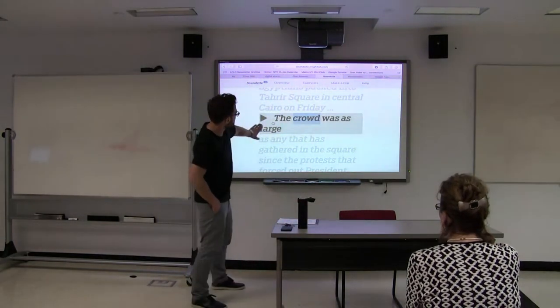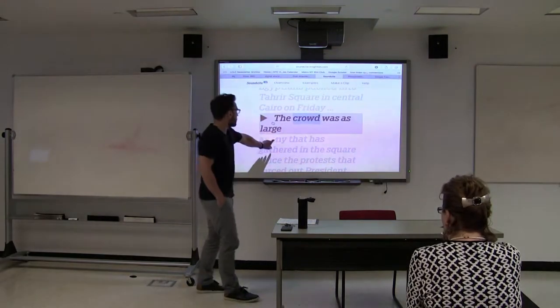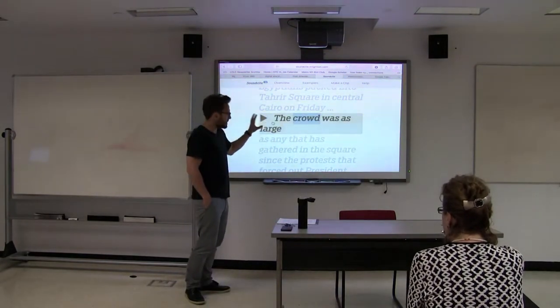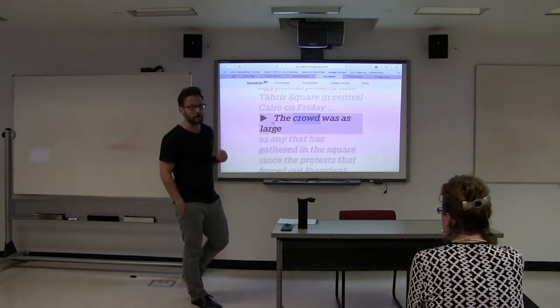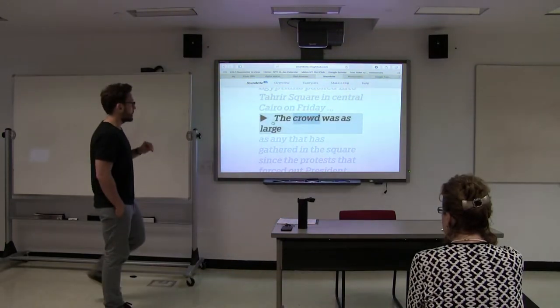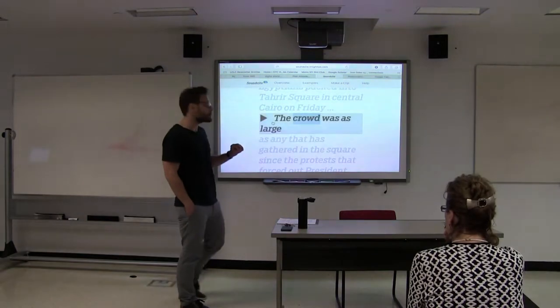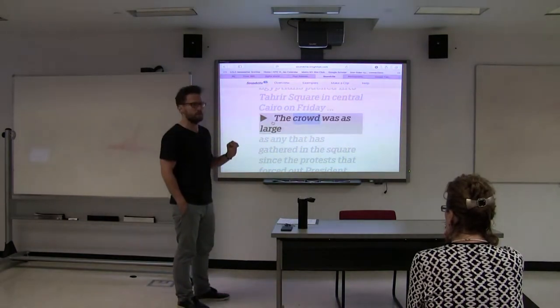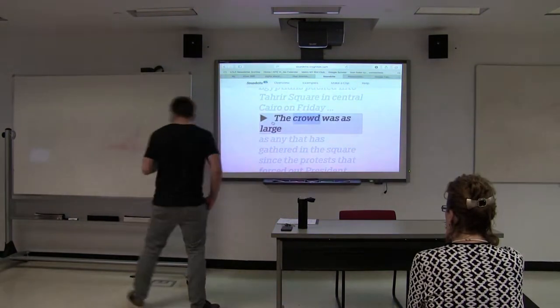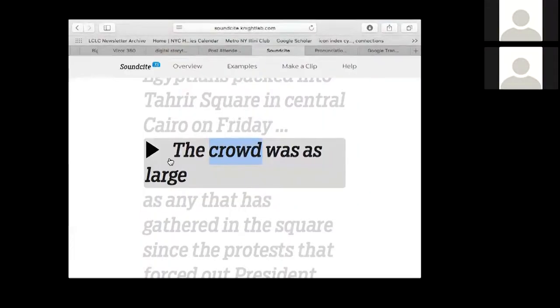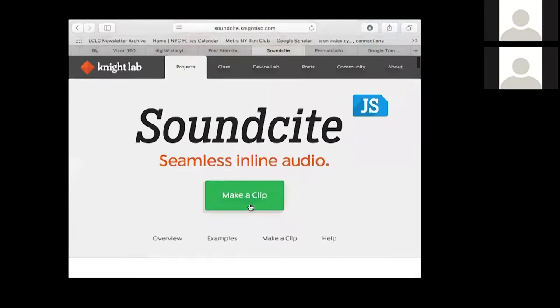For instance, here we saw that the crowd was as large. We click play, and it plays you how large the crowd was. This tool is a little less intuitive, a little more difficult to use than the other ones, but it is not impossible. Let me show you what I'm talking about. So how do you do it? You basically tag portions of text with sound? We'll get there.